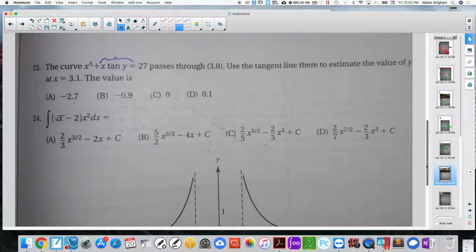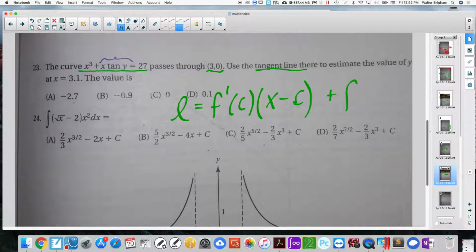Okay, the curve x cubed plus x tan y equals 27 passes through the point (3, 0). Use the tangent line there to estimate... So it's asking me for a tangent line. Josh, you know the equation for a tangent line? Line equals X minus C, or F of C, or F prime of C. Yep, x minus c, plus f of c.